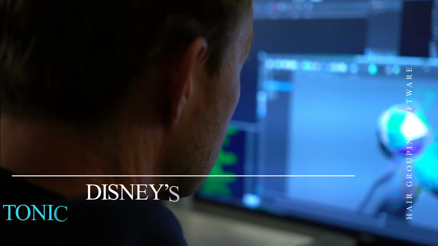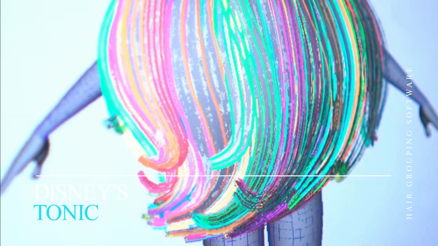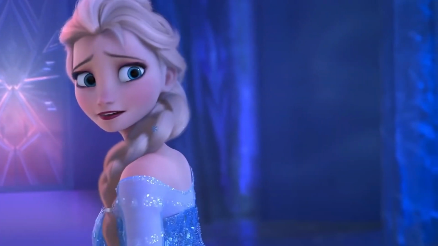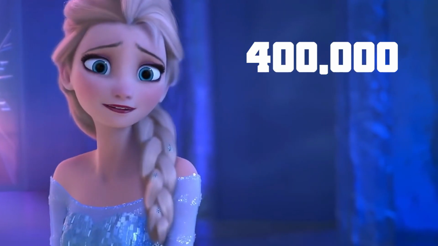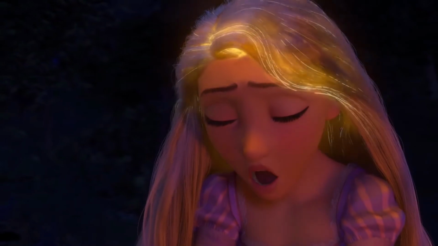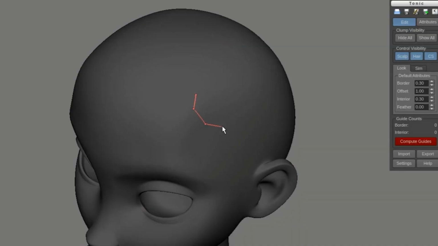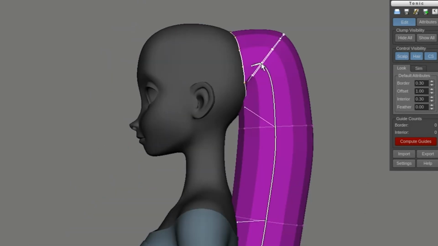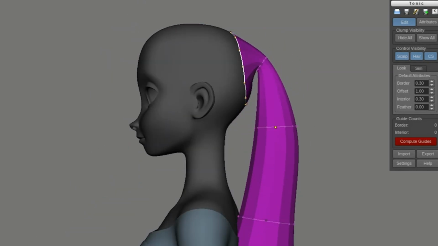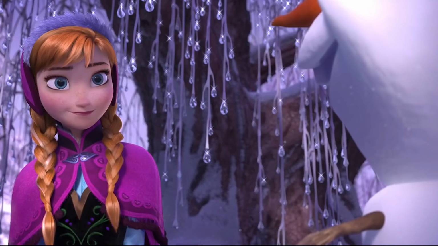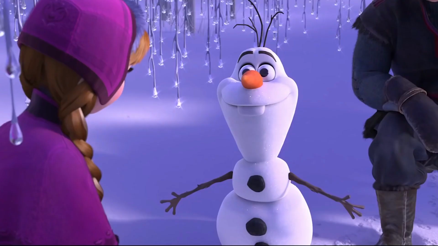Next up, Tonic. Frozen had its fair share of complication in regards to hair, especially with Elsa's plaited hairstyle, which contained 400,000 individual strands of hair, far greater than Rapunzel's whopping hair count of 147,000 strands. Tonic is a volume-based tool which allows artists to group hairs on characters' heads and manipulate them together to create your desired look. By bulking out with tubes and using simple shapes to start with, you can then subdivide and create finer details. Tonic was originally created for the Disney hit Frozen, but has been used in other movies since.